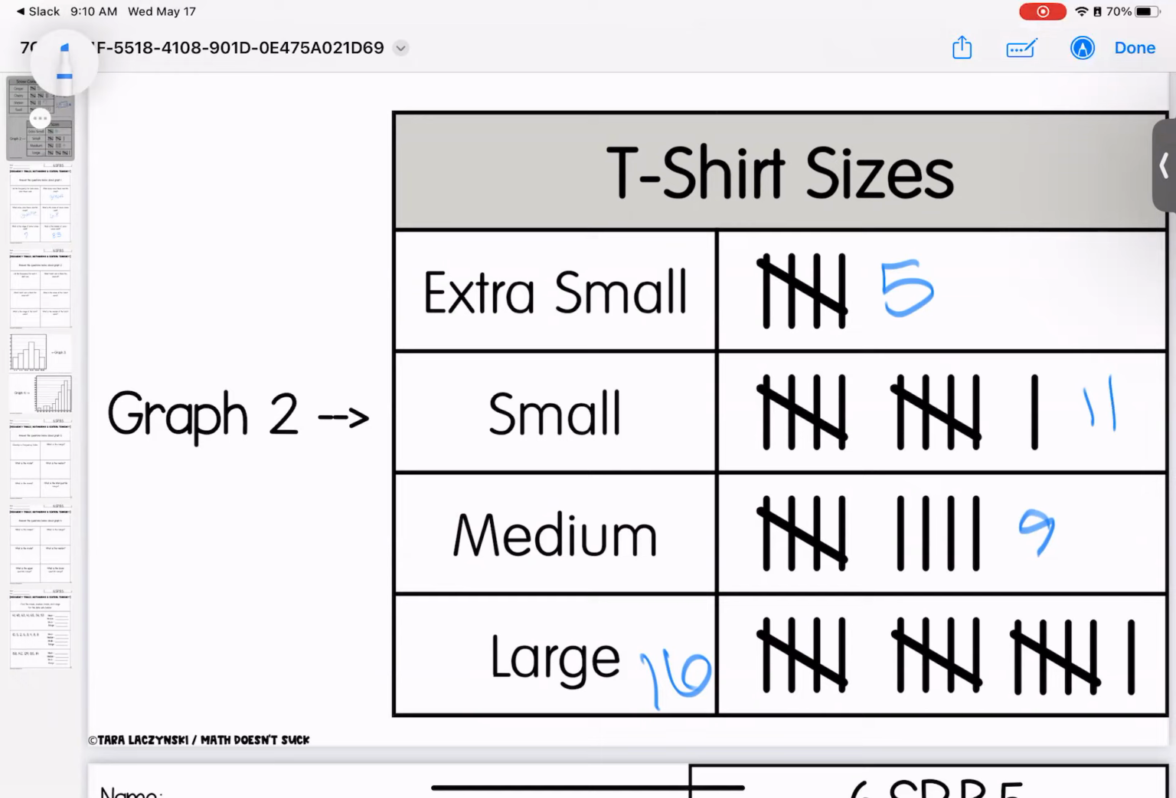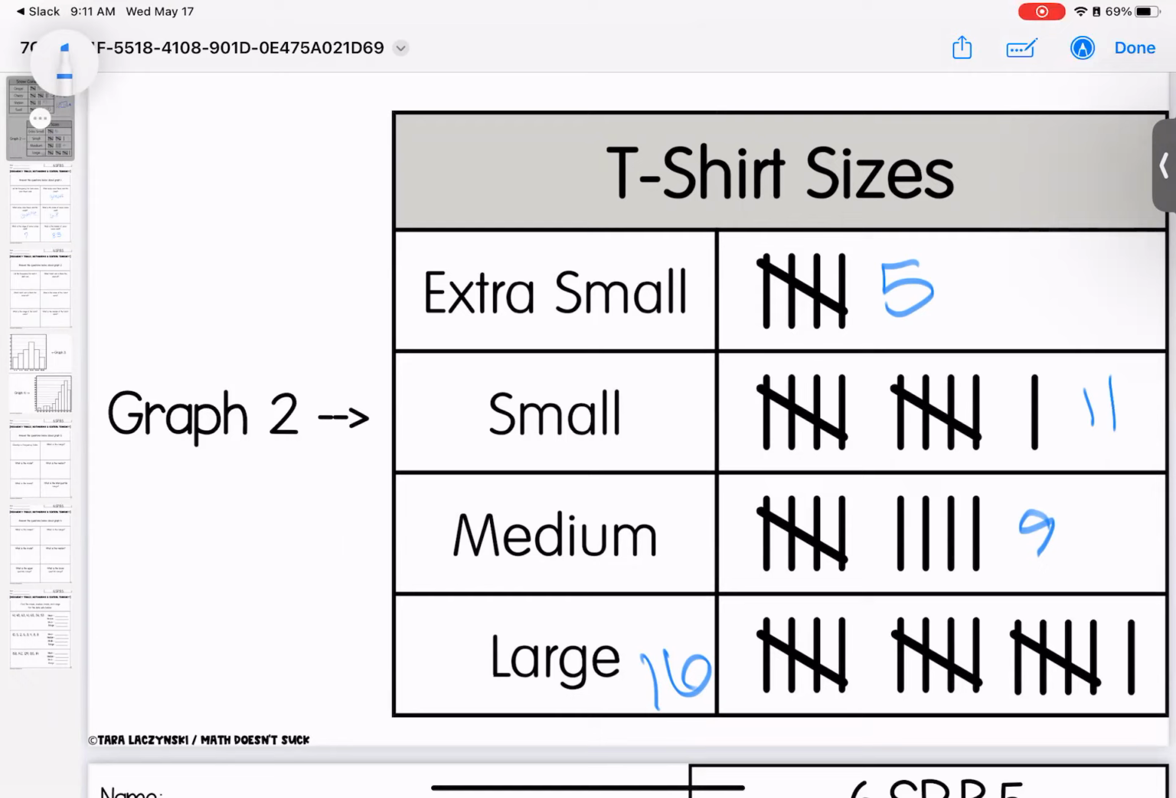Which t-shirt is there the least of? It's the extra small. Which one is there most of? It's the large. What is the mean of the t-shirt sizes? So if we add these up and we average them, we have 5 plus 11 plus 9 plus 16. It's going to give you a total of 41. There's 4 sizes, so it's going to give you a mean of 10.25.